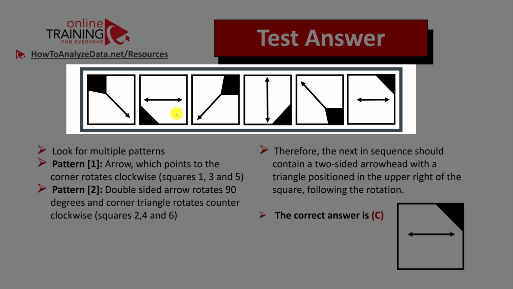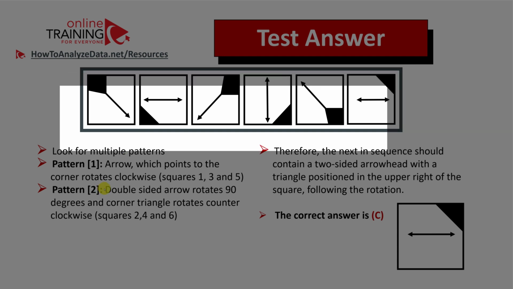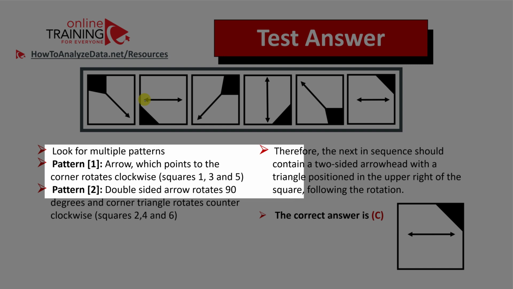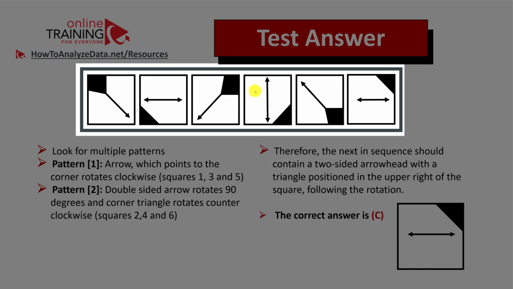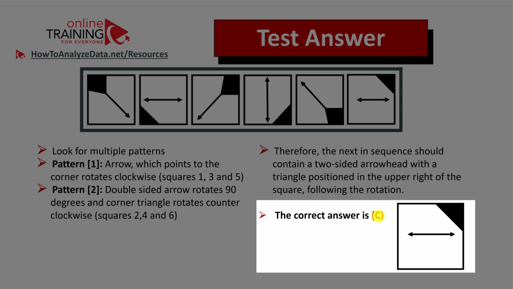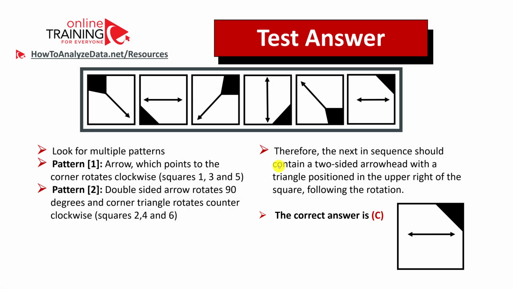Then we have a completely different pattern in squares 2, 4, and 6, which was missing. This particular pattern is a double-sided arrow that rotates 90 degrees, which you can see here. Here it's completely horizontal, here it's completely vertical, so in square number 6 it will be horizontal again. And another thing that happens here is the corner of the square rotates counterclockwise, going from the bottom left corner to the bottom right corner, so the next position for that corner would be the upper right corner. So the correct answer here is choice C. Hopefully you've nailed this question and now know how to answer similar problems on the test.